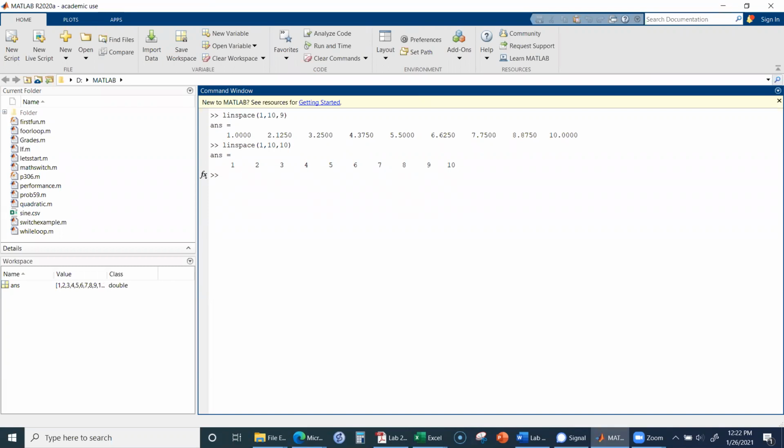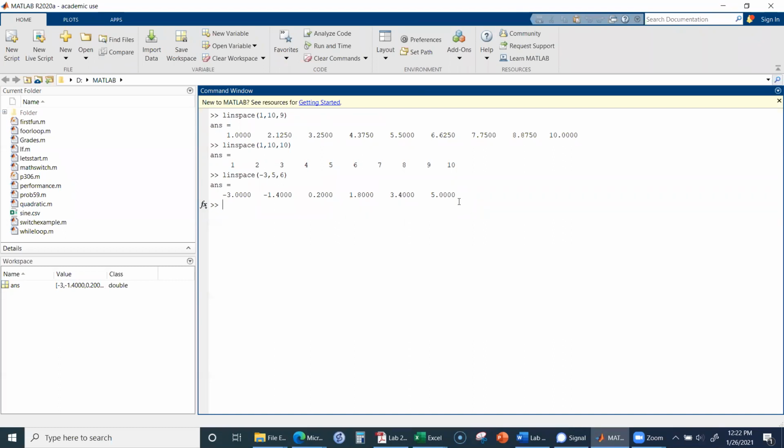So for the test case, the data given is linspace from -3 to 5, and 6. So from -3 to 5, 6 equally spaced numbers. Then we will get like this: -3, -1.4, 0.2. So you can see that these numbers are equally spaced.